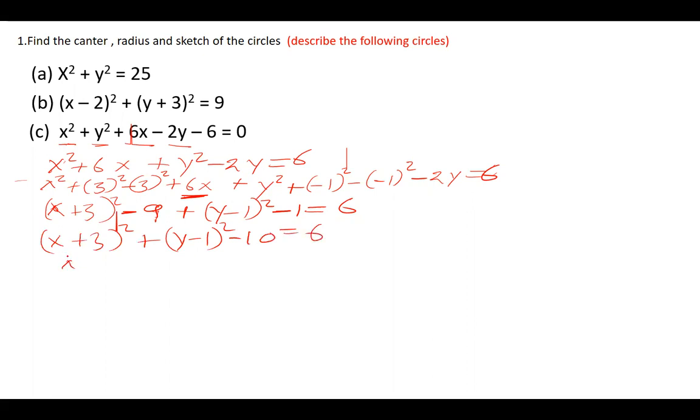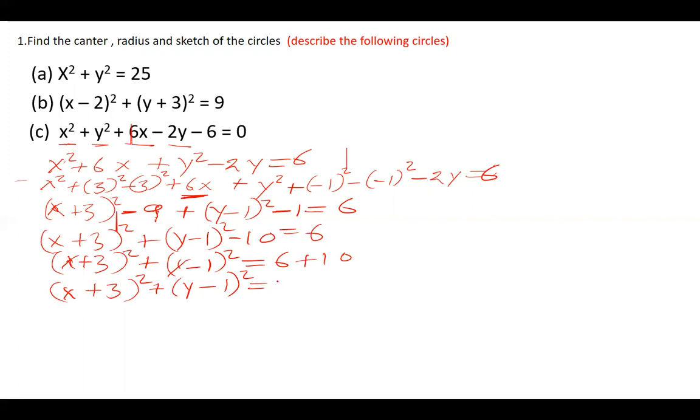So this is x plus 3 squared. Then from there, we're going to say plus y minus 1 squared as well. So this is going to be equal to 6 plus 10. So the final answer will be x plus 3 squared plus y minus 1 squared is equal to 16, since 6 plus 10 gives us 16. So we can see now that this is in the format of a circle.